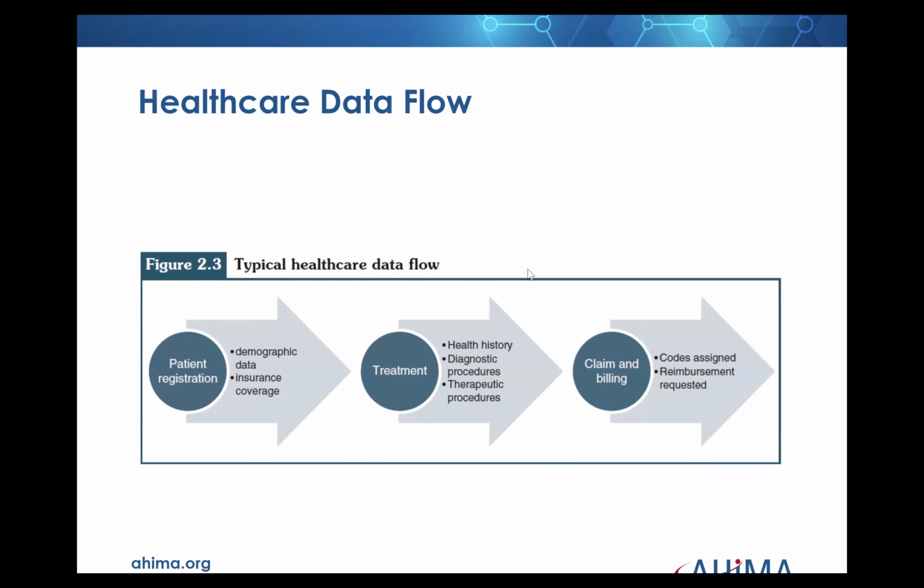So how does this data flow? Basically, it starts when the patient registers. All of us have signed up for health insurance or been seen, and they validate our demographic data. They look at our health plan card, they check for our insurance, they look at our group number, and so on. Then we get into the treatment data flow. This is where the provider takes a complete health history, looks at diagnostic procedures, therapeutic procedures, what have you.